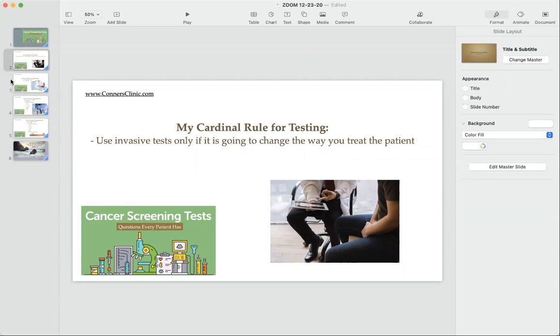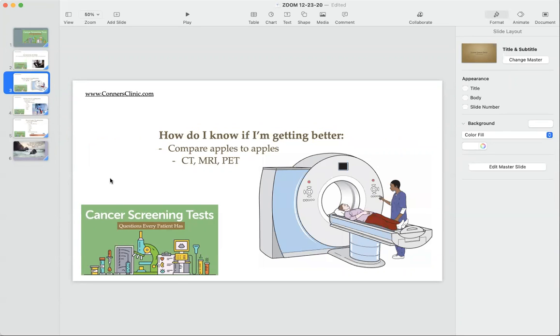All right. So then what are the best tests for me to do to know if I'm getting better? How do I know if I'm getting better then? Well, the best way to know you're getting better is you compare apples to apples. If I had a CT scan that diagnosed my cancer in the first place, getting a CT scan again is going to be the best way to know if the course of treatment that I've chosen is actually working, or an MRI or a PET scan.